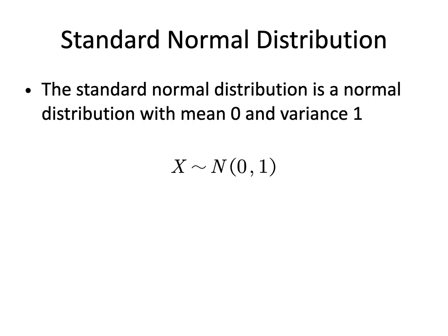By definition, the standard normal distribution is the normal distribution with mean mu equal to 0 and variance equal to 1. We often represent random variables that have the standard normal distribution with the letter z. And we can say that z follows N with 0 mean and 1 variance.